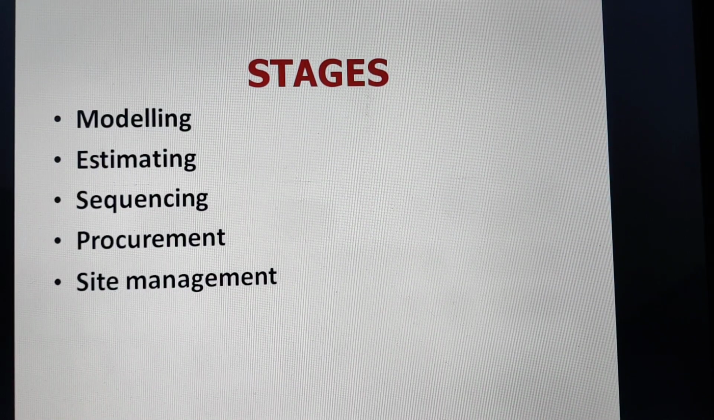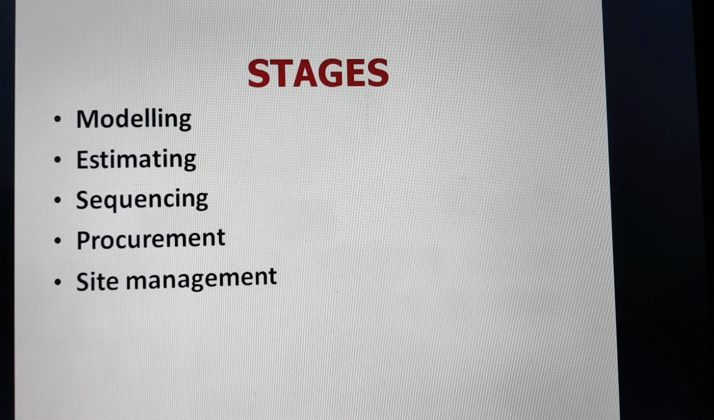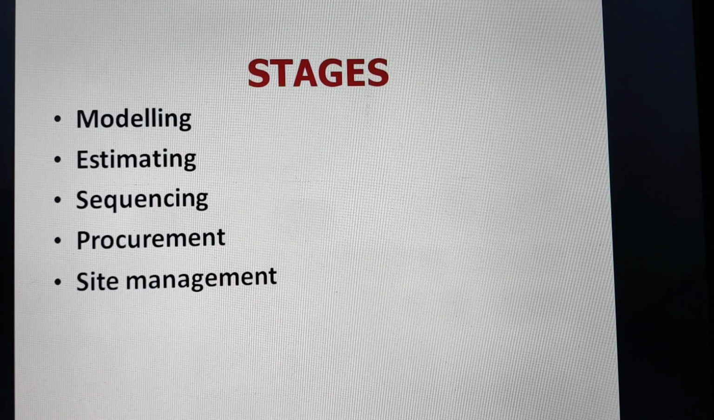If we talk about the stages, then the first stage is modeling, which we call BIM or information modeling. So modeling is first, but this is preceded by many activities. Modeling is not the final or first step. There are a number of steps which are taken during modeling. Modeling may be the first stage, second may be estimating: whatever has been modeled, we can estimate, we can find out the cost. Then sequencing, how the work is to be done, and then procurement of materials and site management.